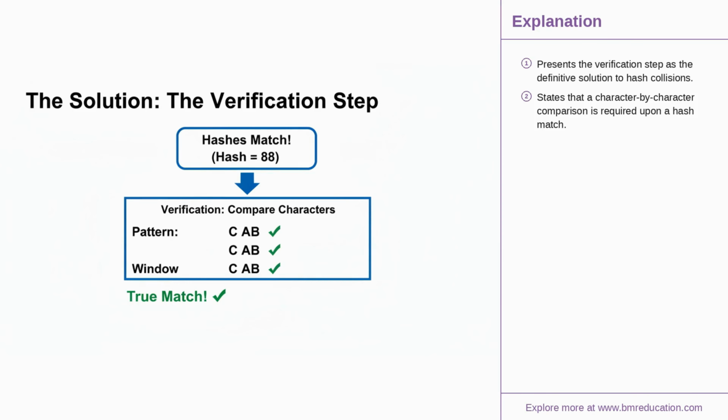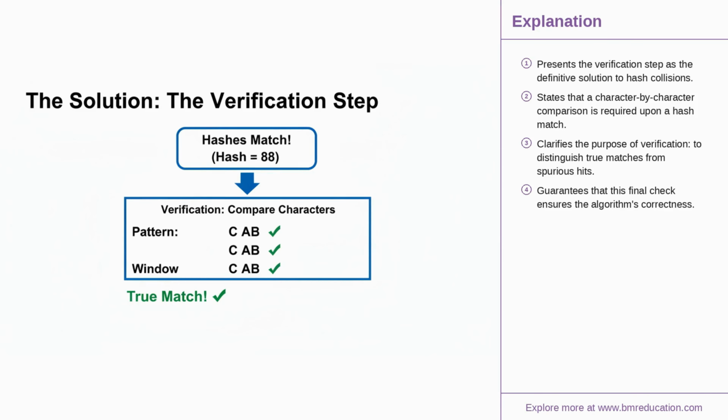Because of collisions, we can't blindly trust a hash match. Therefore, whenever the hashes match, we must perform a final verification step. We go back and do a direct character-by-character comparison between the pattern and the current text window. This confirms whether we found a true match or if it was just a spurious hit. This step ensures the algorithm is always 100% correct.